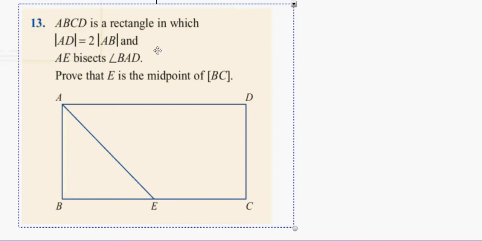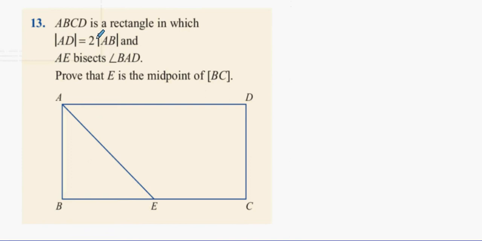ABCD is a rectangle in which AD is 2 times the length of AB. So where's AD? That is length x, and AB would be length 2x, because it's twice as long. Then AE bisects angle BAD.